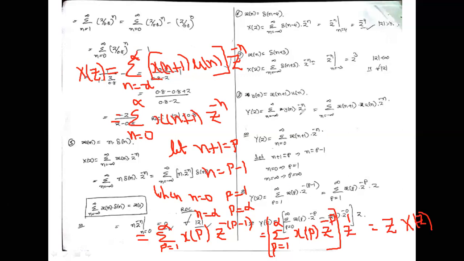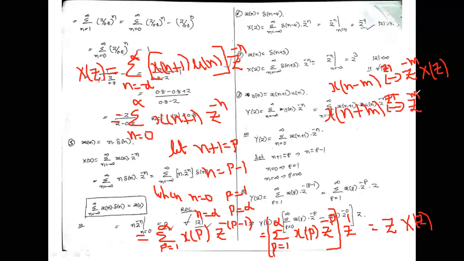One of the properties, the shifting property, says that the z transform of x of n minus m, for positive values of m, has negative powers of z multiplied with x of z, the unshifted z transform. Now for x of n plus m, for negative values of m, the transform is z power m, a positive power of z, times x of z. What is m here? Instead of m, there is a 1.